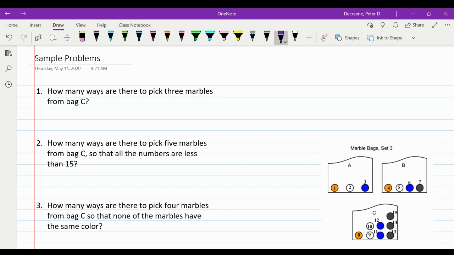Hi everybody, I hope you've had a chance to work out the sample problems. Let's take a look at the solutions.